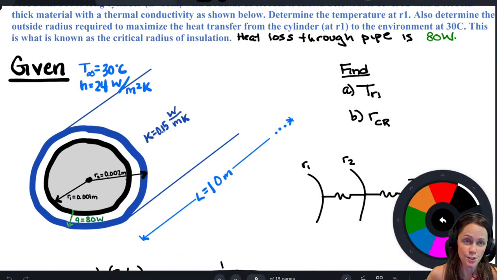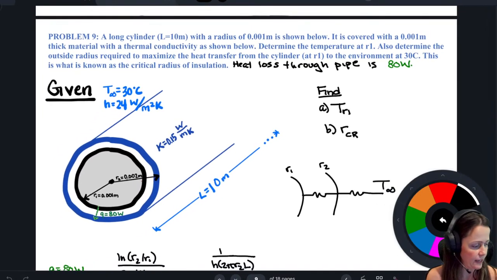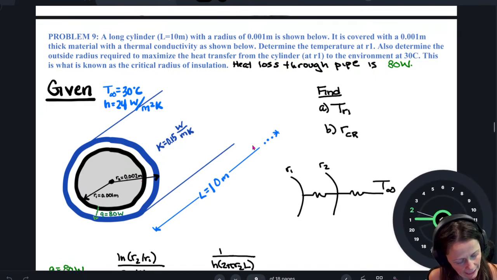All right, it is just about 5 o'clock, so we'll go ahead and get started. All right, so we had left off last time. We were working a problem, problem 9, and we had used Ohm's analogy. Let me make sure I can see everybody.